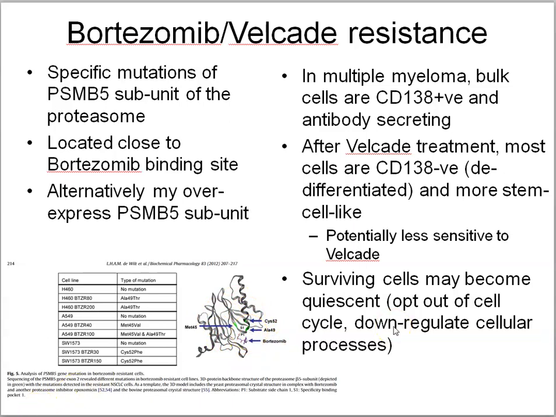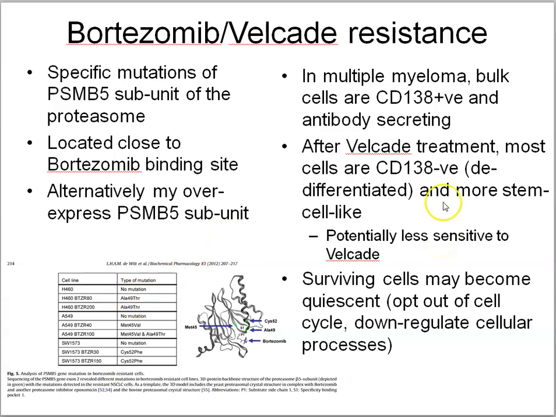The other resistance mechanism in multiple myeloma is the differentiation status of the cells that we are dealing with. In multiple myeloma, the bulk of the cells are CD138 positive, and these are the antibody secreting cells, but there's also a population that are more stem cell like, CD138 negative. They're still cancer cells, they've still got the same mutation, they're just undifferentiated stem cell like, and because they are not quite so antibody secreting, they are far less sensitive to the actions of Velcade.